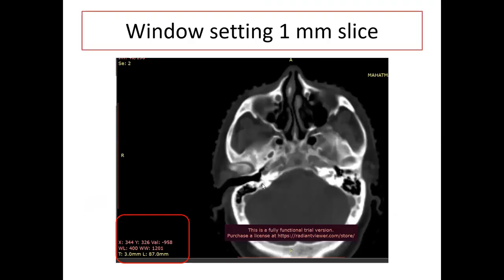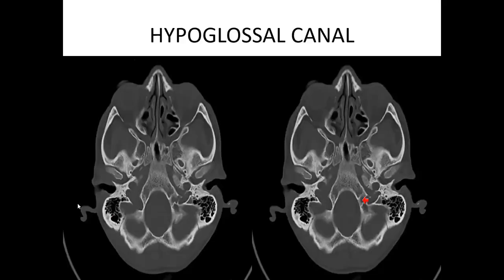Before going to any skull-base evaluation, we have to ask the radiologist to take 1 mm slices, and you should ask for a window width of 1200 and a window level of 400. This is the window width and window level where you can see the various foramina easily around the skull base. So remember, the window width is 1200, window level is 400. So let's see one by one.